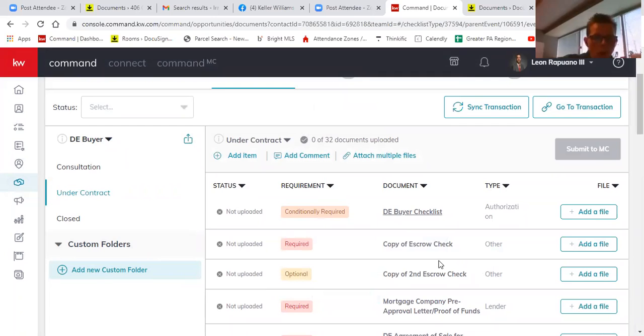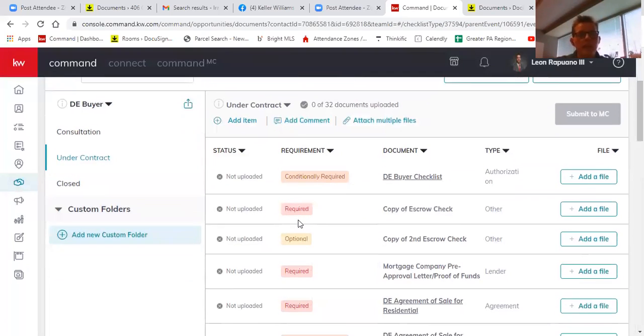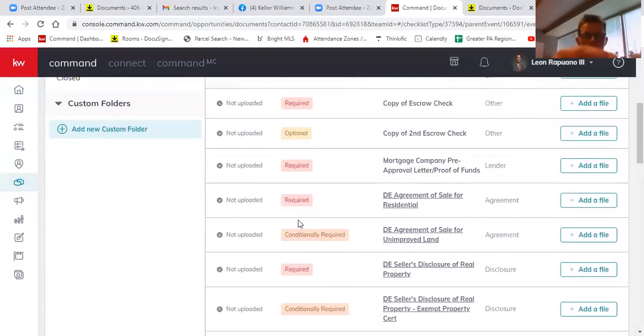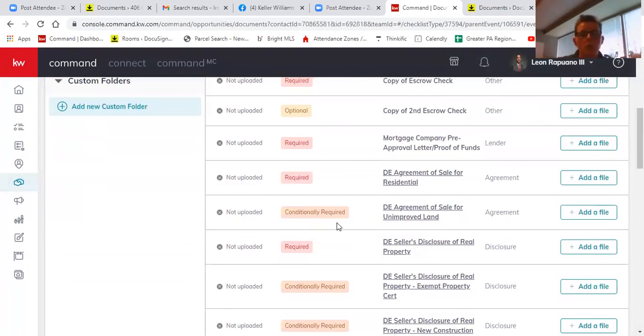Just to let you know, if it says required, like the little red here, then that form is required. If it's conditionally required, then that means it's pertinent to this transaction. It doesn't necessarily mean that it's required by the state. Those required forms are required by the state, and if I don't have those forms, this will get returned to you.